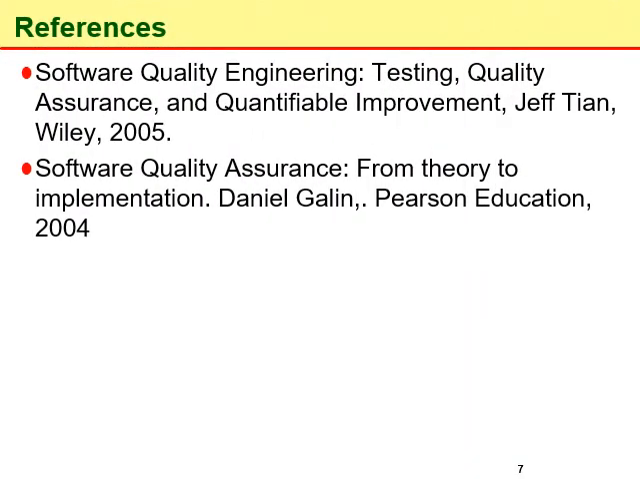The materials in this video are taken from the books by Jeff Tian and Daniel Galin. The first book is Software Quality Engineering: Testing, Quality Assurance, and Quantifiable Improvement, whereas the second book is Software Quality Assurance: From Theory to Implementation.